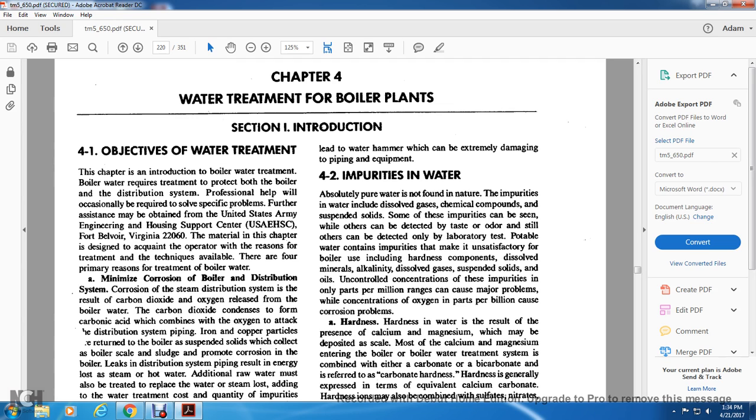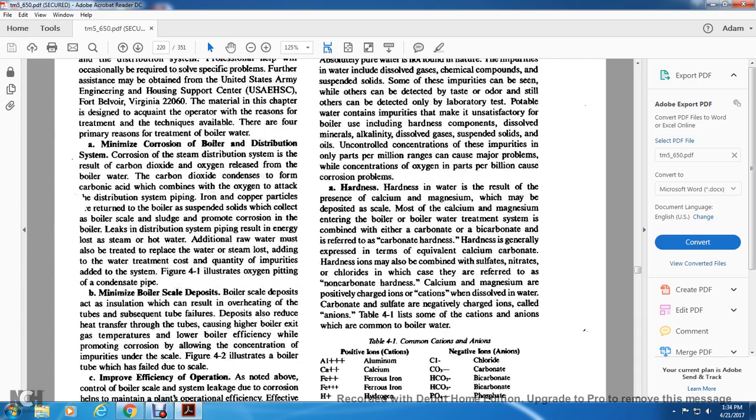The impurities must be held in controlled concentration. Only parts per million ranges can cause major problems, with the concentration of oxygen in parts per billion causing corrosion problems. Hardness in the water results from the presence of calcium and magnesium, which may be deposited as scale. Most of the calcium and magnesium in boilers and boiler water treatment systems is combined with either carbonate or bicarbonate and is referred to as carbonate hardness. The hardness is generally expressed in terms of equivalent calcium carbonate.